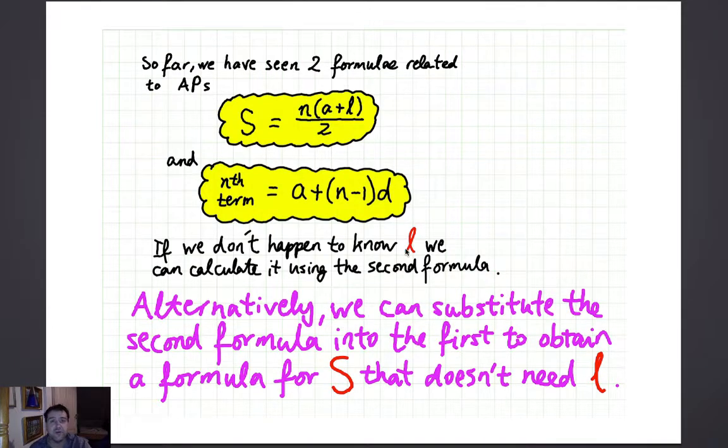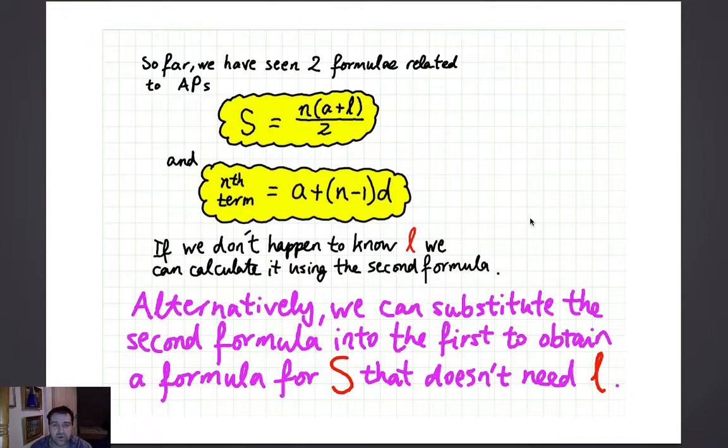So we've seen two formulas. The sum of the terms is n brackets a plus l over 2, and the nth term is a plus n minus 1 d. In class there were some questions about my 1's and my l's, so that's an l in a plus l, but this is a 1 in n minus 1.